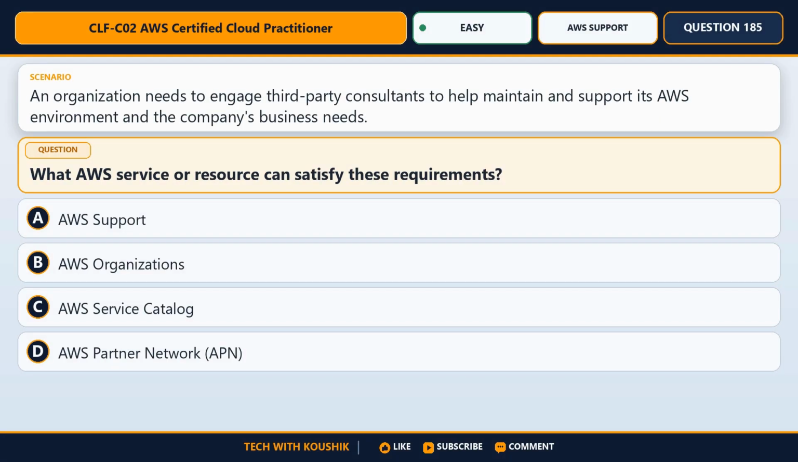Question number 185. An organization needs to engage third-party consultants to help maintain and support its AWS environment and the company's business needs. What AWS service or resource can satisfy these requirements? Option A, AWS Support. Option B, AWS Organizations. Option C, AWS Service Catalog. Option D, AWS Partner Network, APN.